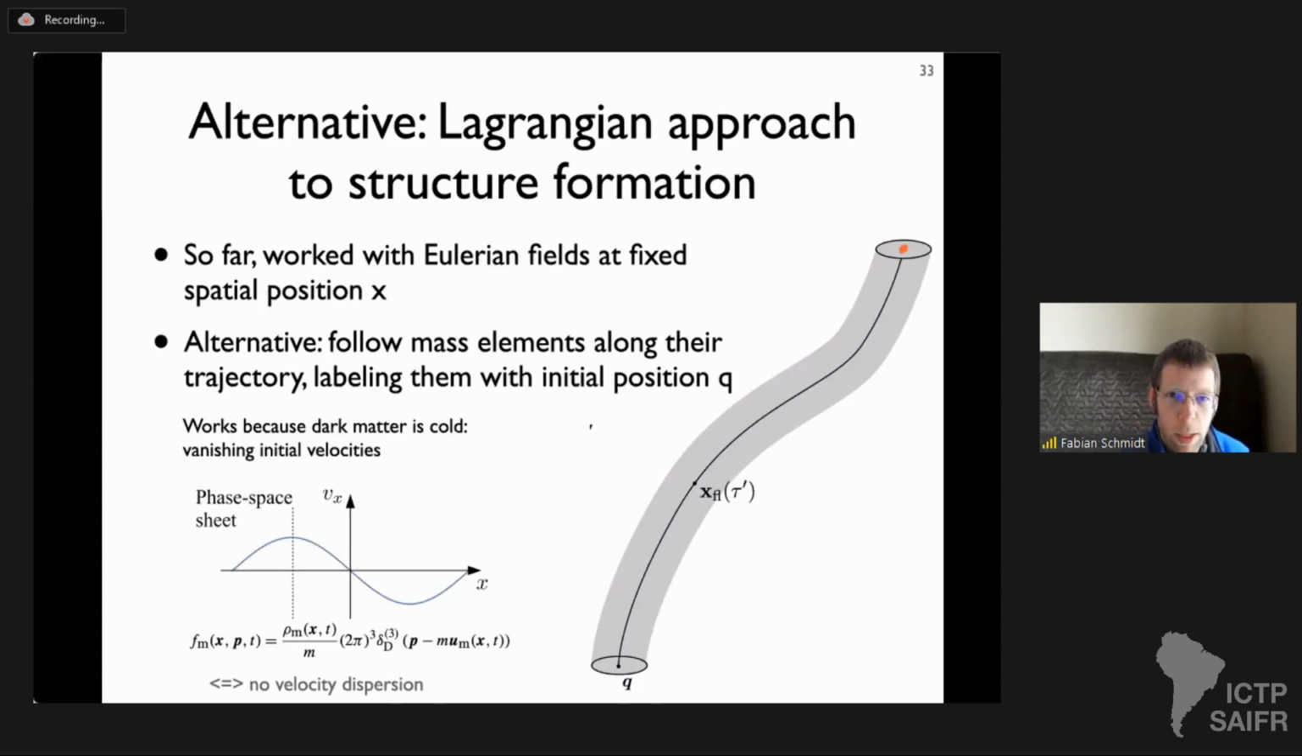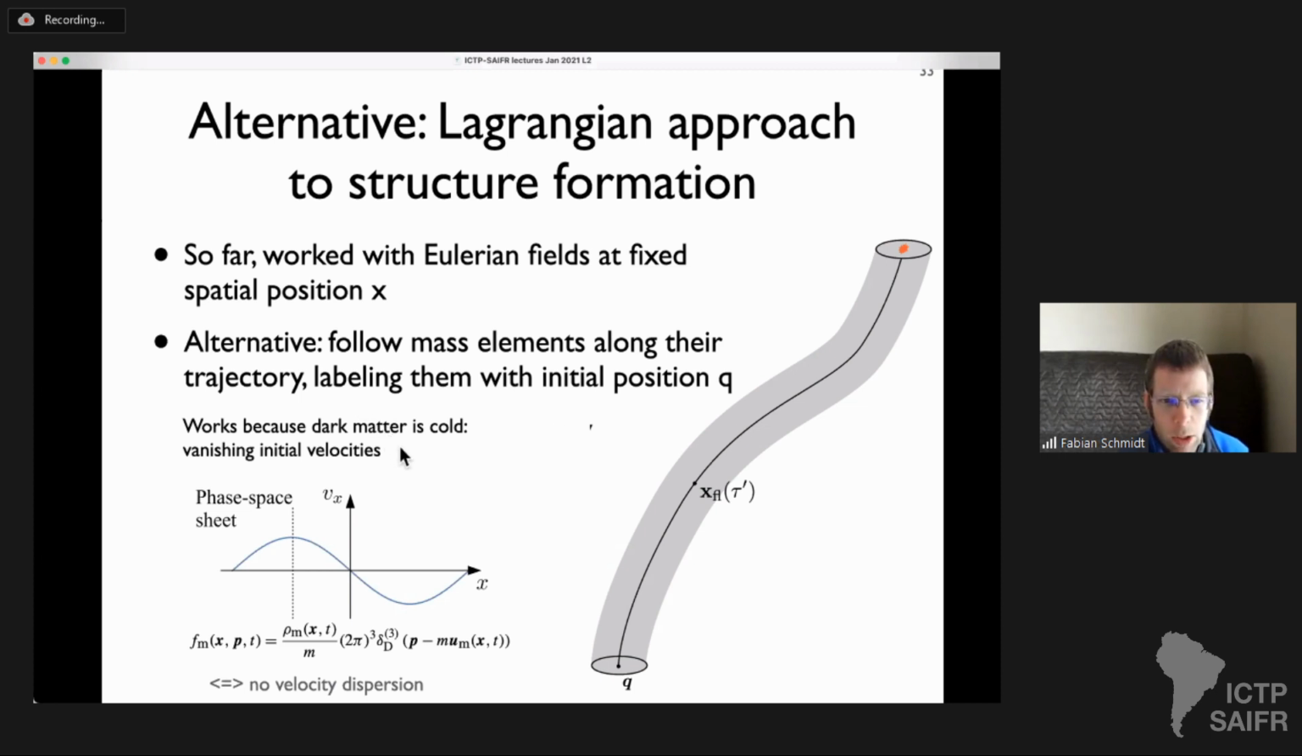Now, I wanted to spend a few minutes on introducing an alternative approach to perturbation theory, which we call the Lagrangian approach. So far, we've been working with what in hydrodynamics we call Eulerian fields. The density is defined at a fixed spatial position x and fixed time, and the velocity similarly at fixed position x and time. An alternative is to follow the fluid elements, or more accurately, the mass elements, along their trajectory, and labeling each trajectory with a coordinate. And we call that coordinate q.